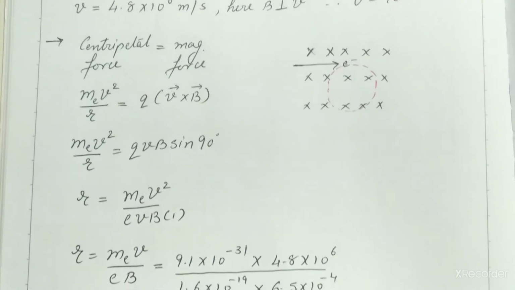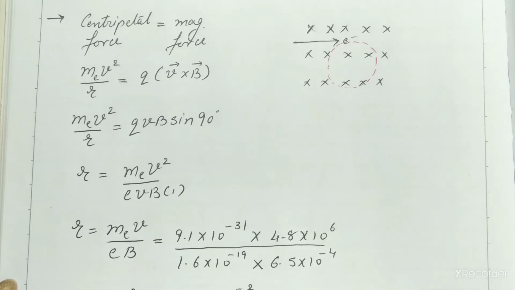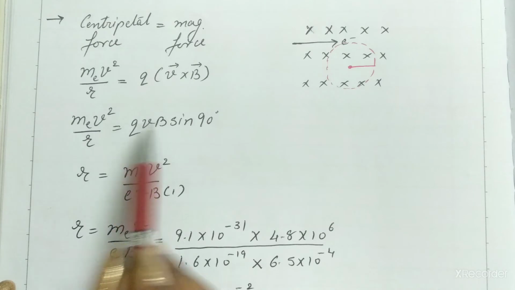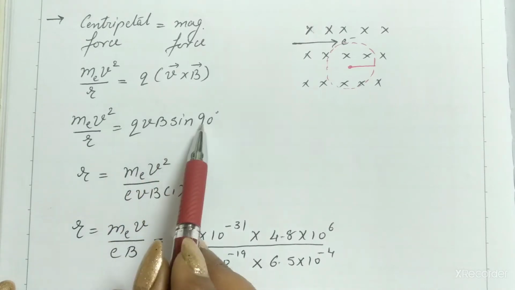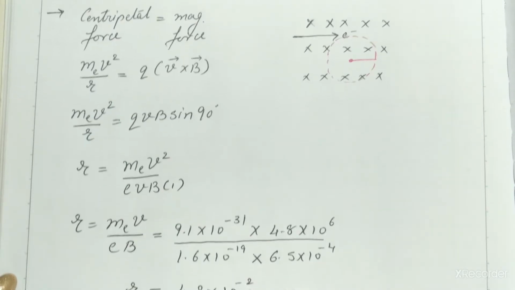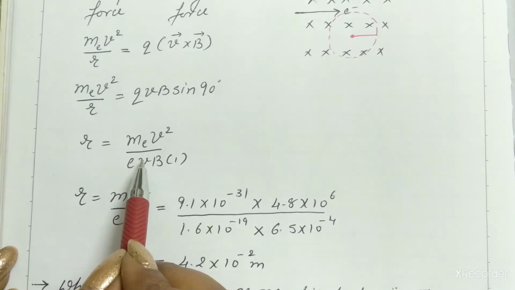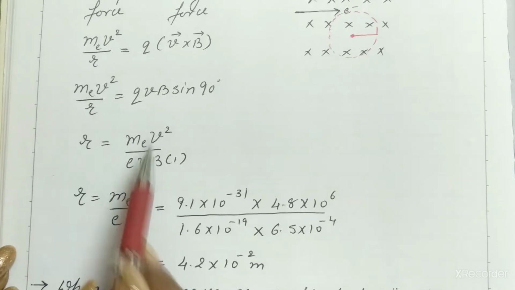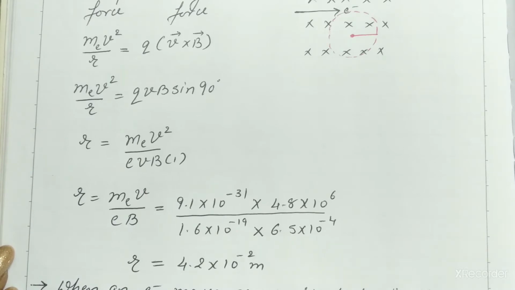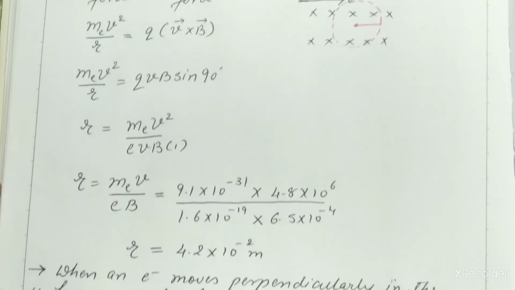Now we need to calculate the radius of this circular path. So we will make r the subject of this equation. This r goes on this side, and this qvB sin theta will come in the denominator. So you will get this kind of equation. This v will get cancelled. This m is actually the mass of the electron, which is given in the question. They may give it or they may not, so you have to remember this value, the mass of the electron. After substituting all these values, you will get the radius of the circular path.